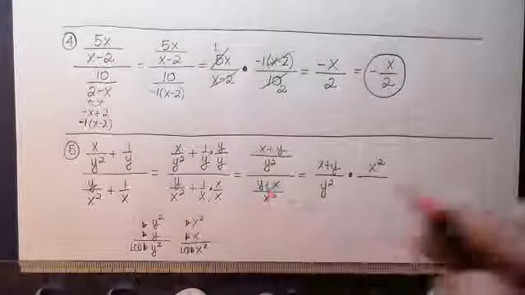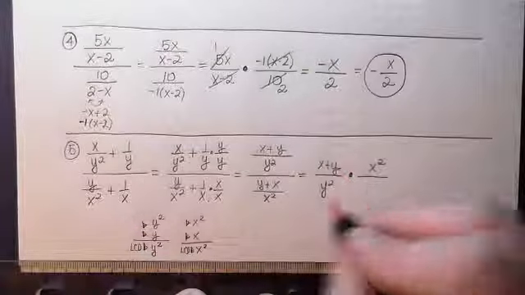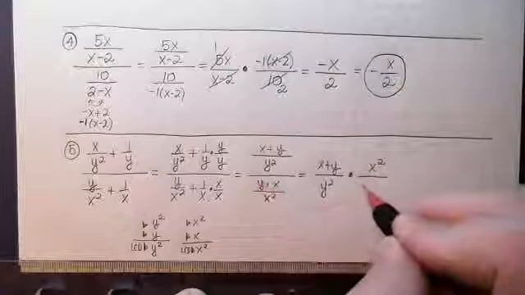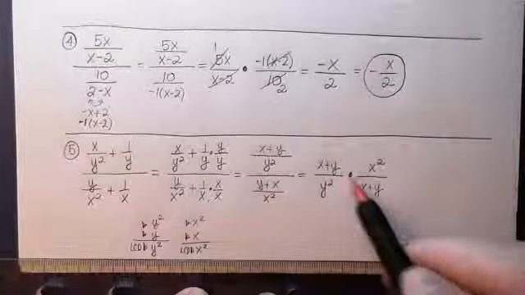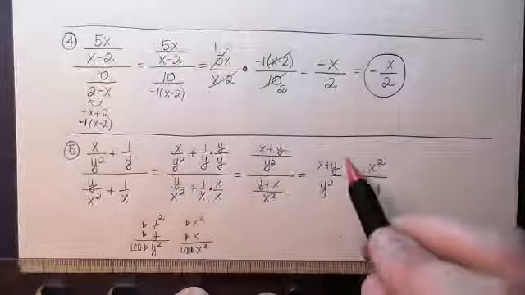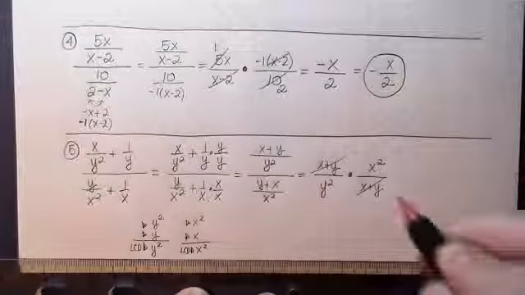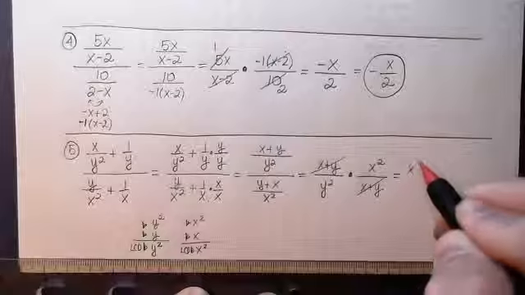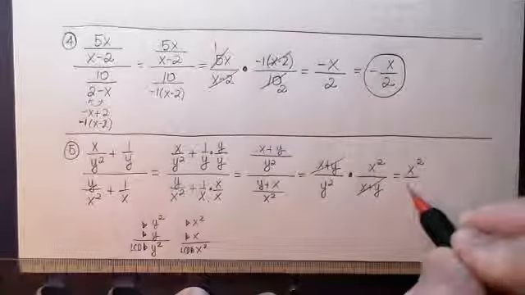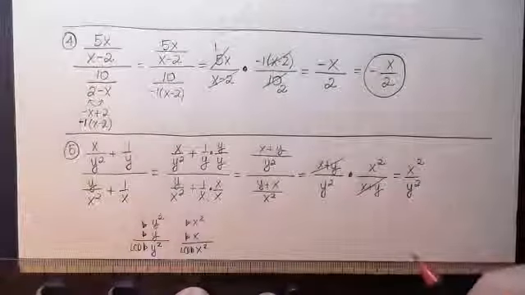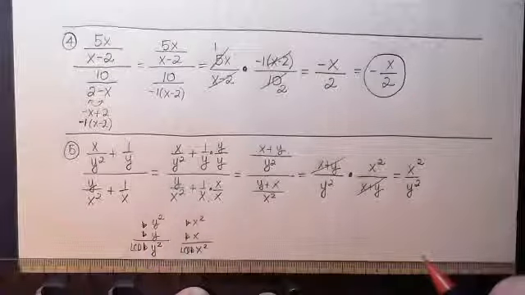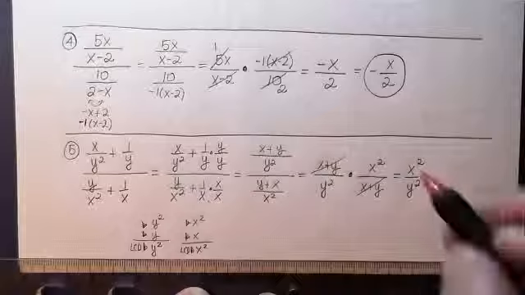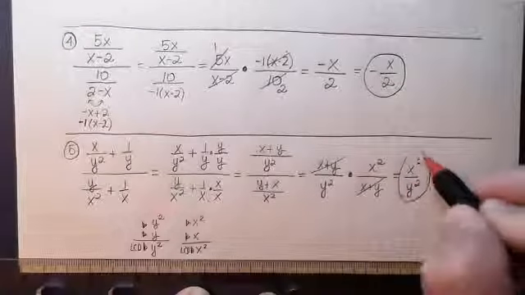Also, I notice this is y plus x, and here is written x plus y, so what I'm going to do is switch them around, because I'm foreseeing that we'll be able to cancel these, in which we can. So that means our final answer is going to be x squared over y squared. Okay, so that's the answer for number 5.